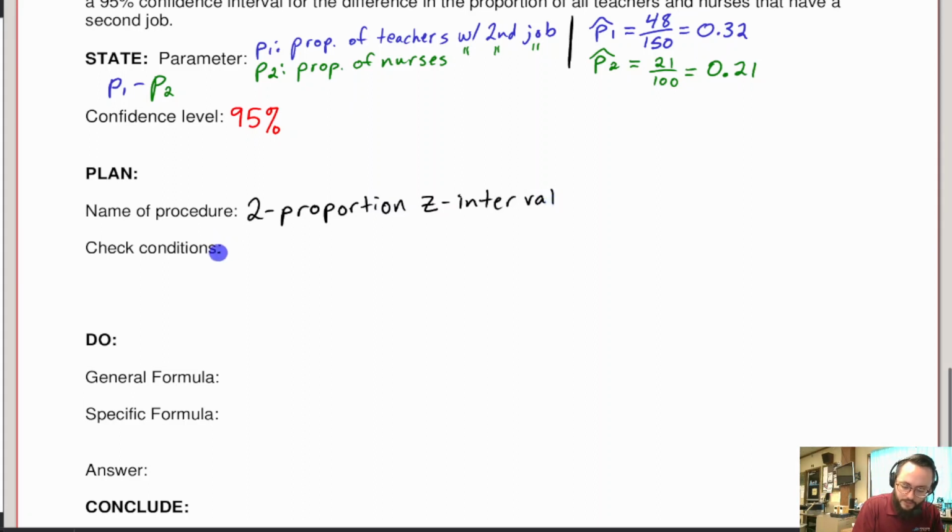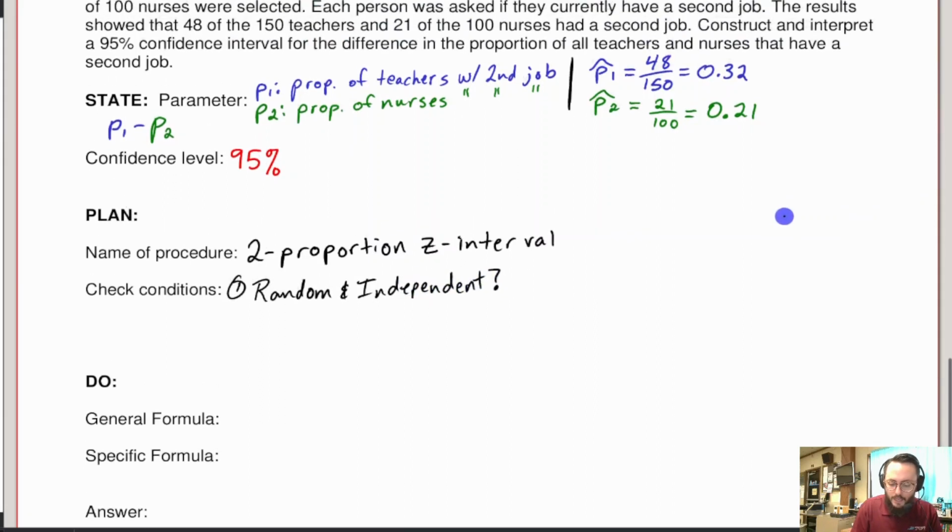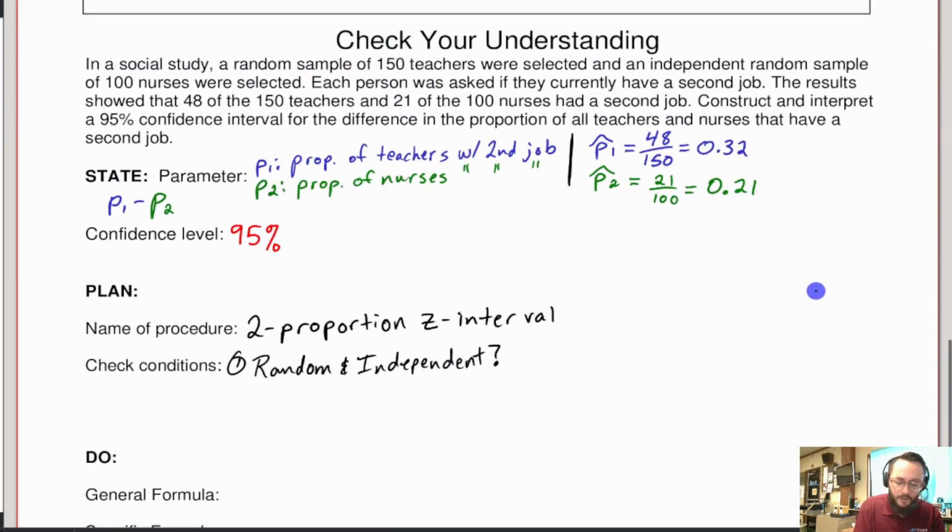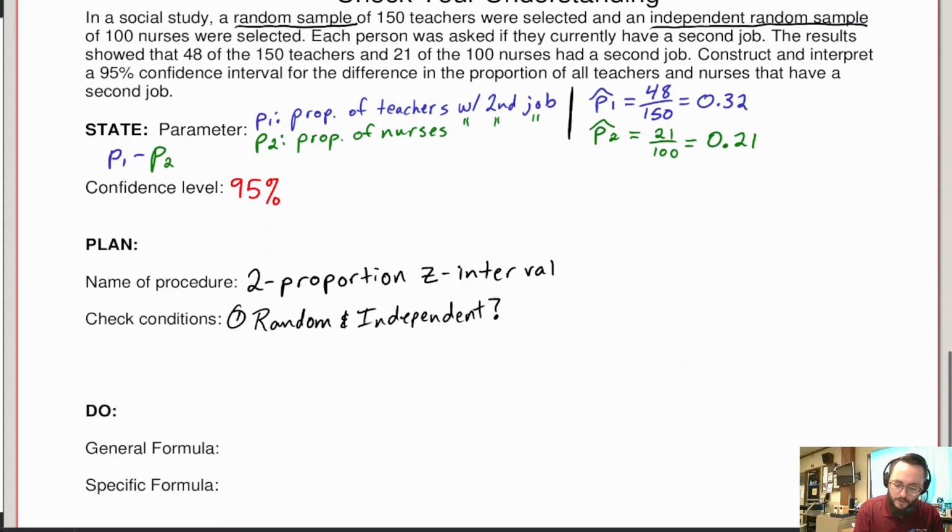Okay, check conditions. So first thing, are the samples random and independent? Random sample of 150 teachers and an independent random sample of 100 nurses, independent of the teachers. So, yep, got that there.